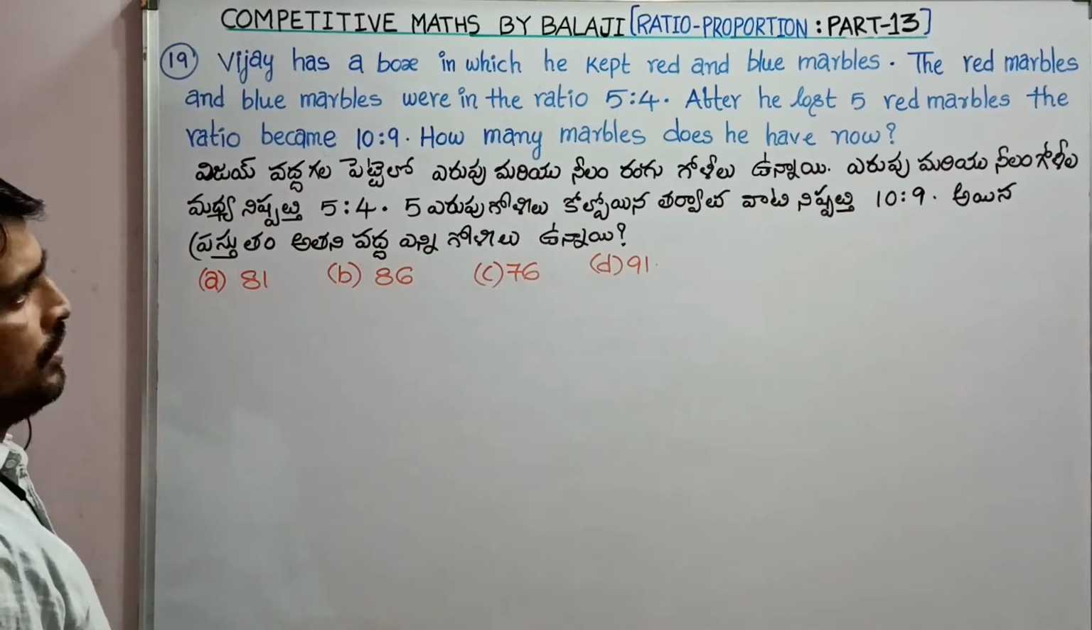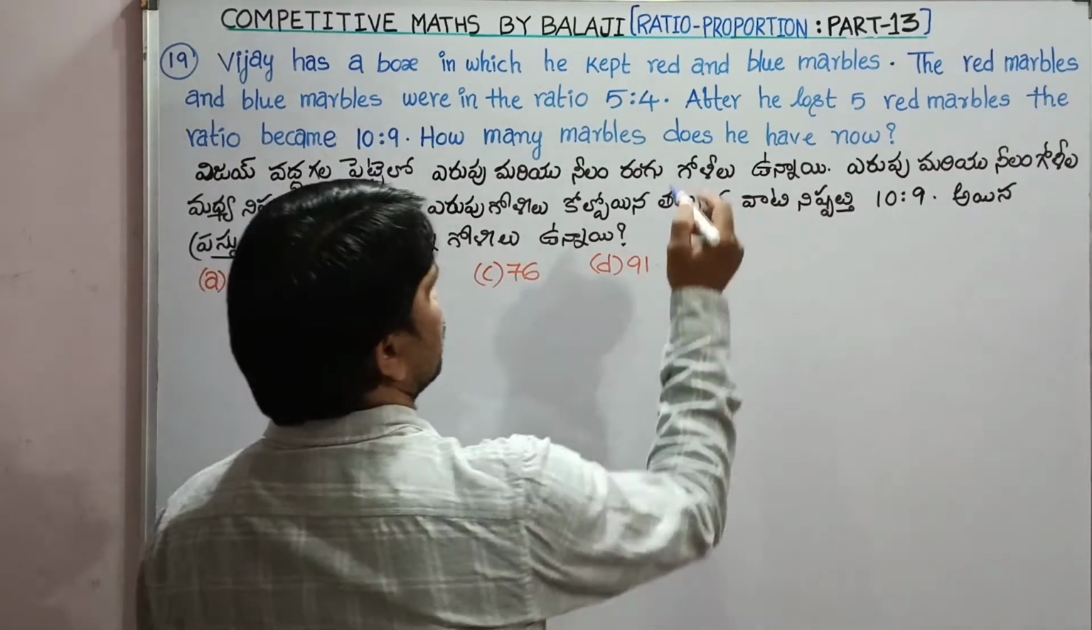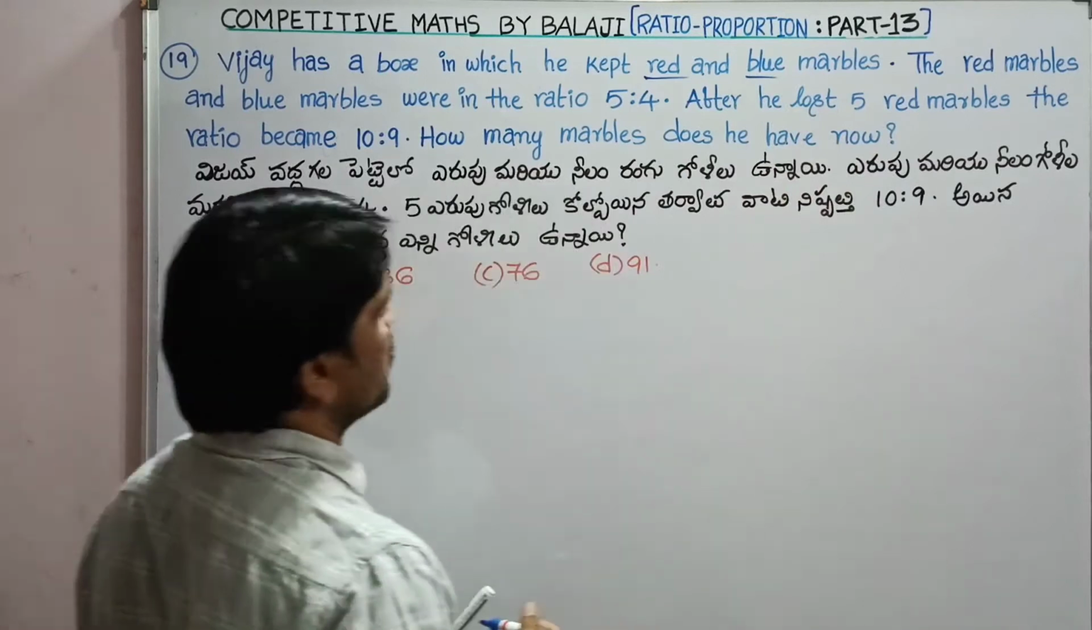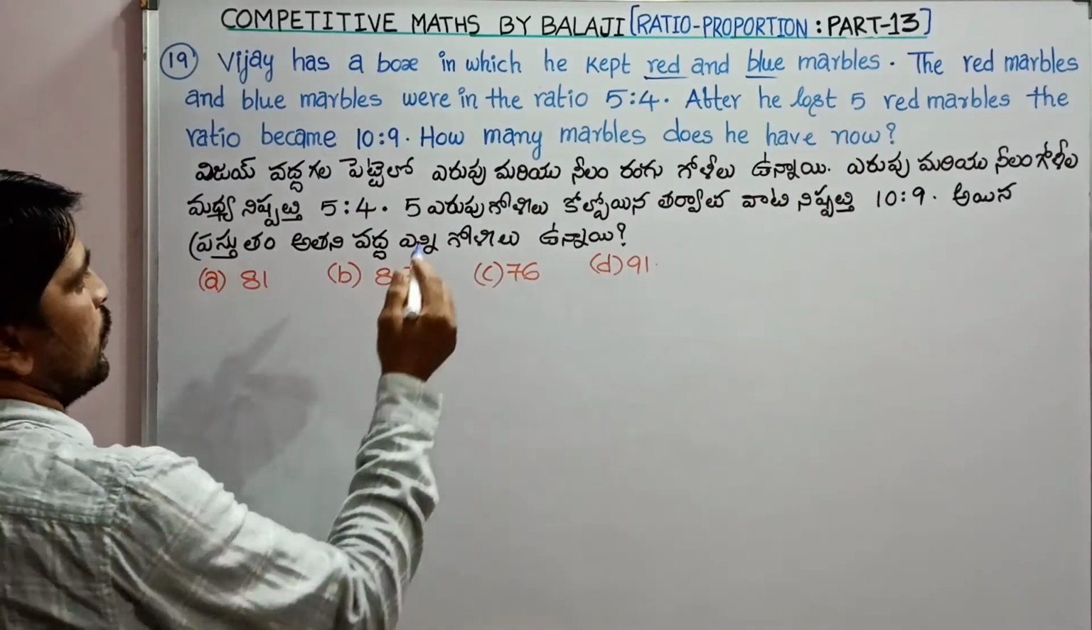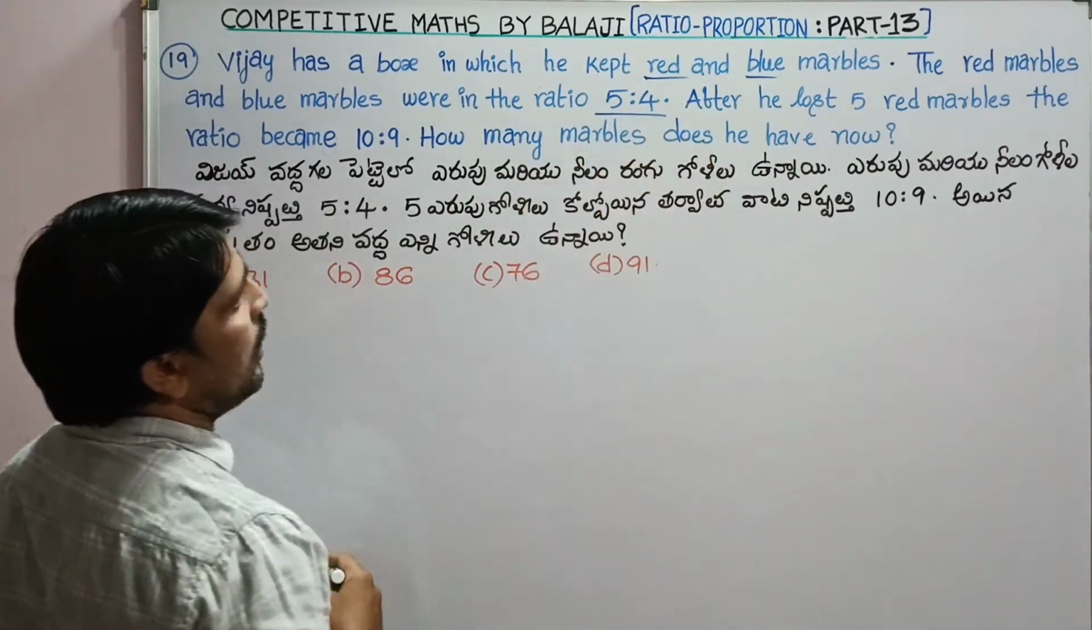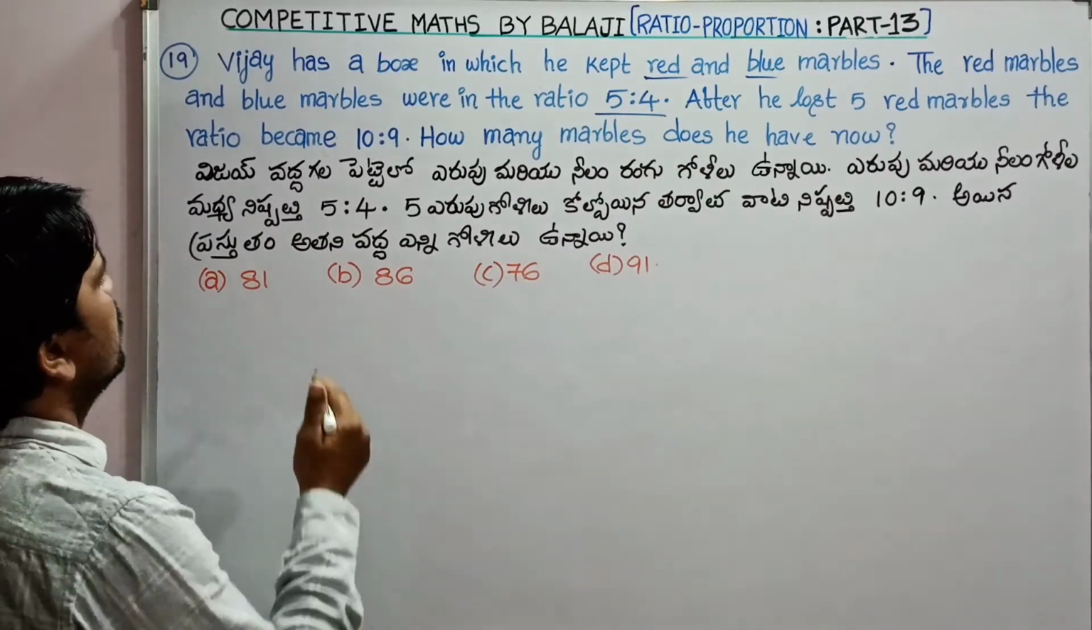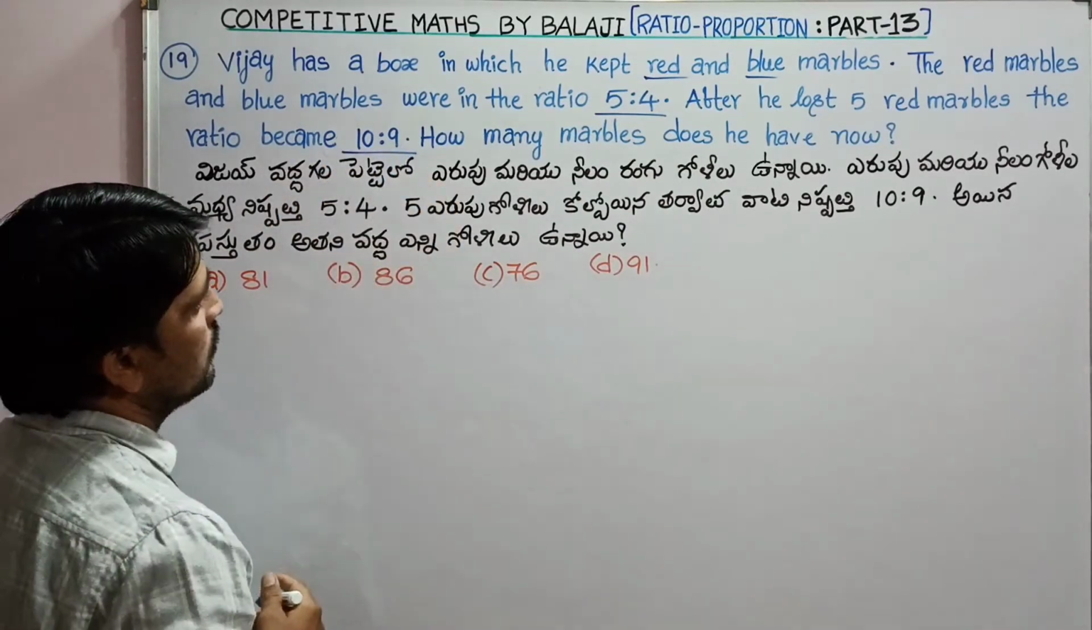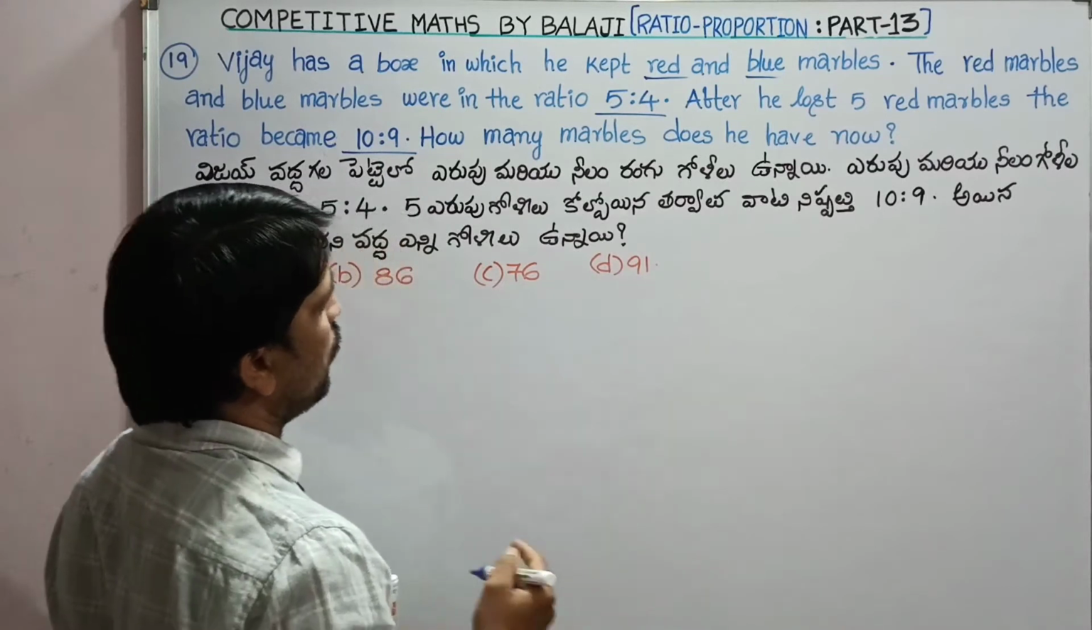Next question, 19th one. Vijay has a box in which he kept red and blue marbles. The red marbles and blue marbles were in the ratio of 5:4. After he lost 5 red marbles, the ratio becomes 10:9. How many marbles does he have now?